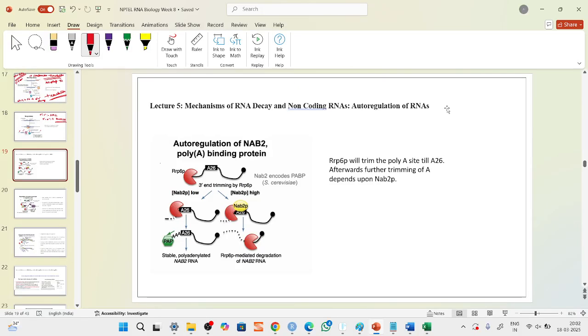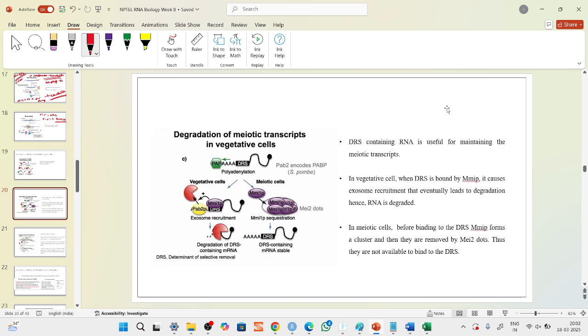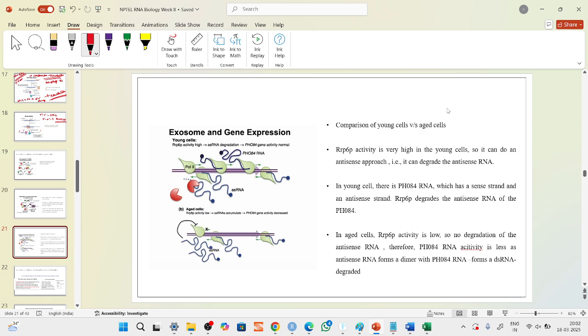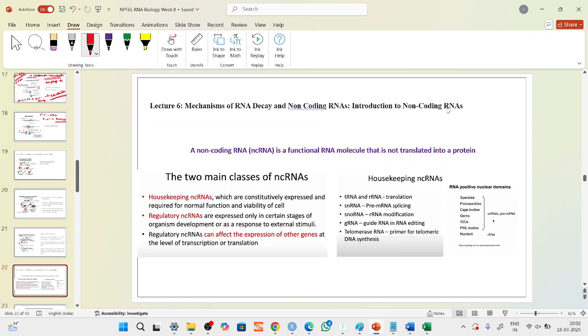First is auto-regulation of NAB2 poly A binding protein. Second is degradation of meiotic transcripts, which is also an example of auto-regulation. Then exosomes and gene expression, here also you can see an example of auto-regulation. So these are all the various examples of how auto-regulation happens. No need of going into that much detail.